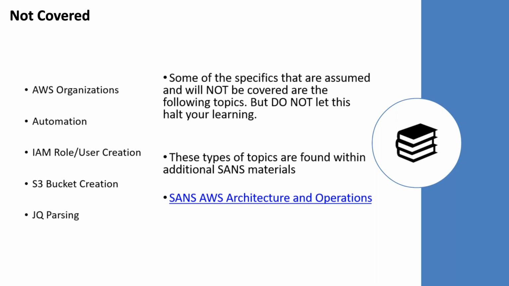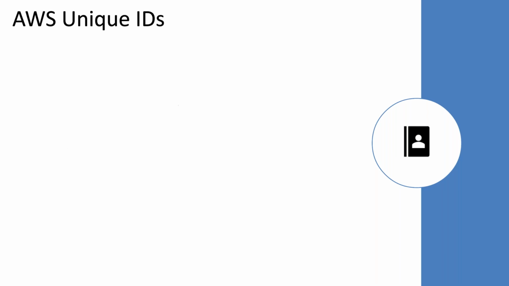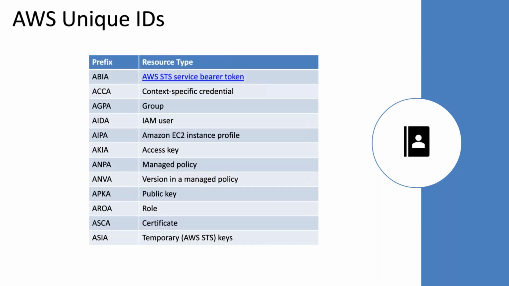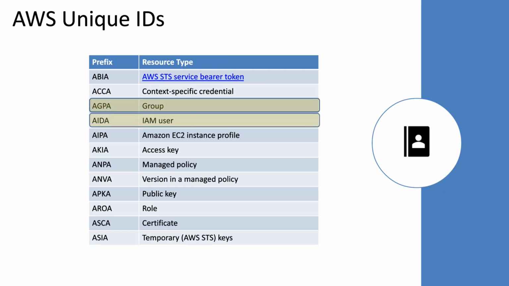So let's get into the actual technology side of things. So what are AWS Unique IDs? If you go into AWS documentation or Google for it, you'll find this table here. And while it's helpful and provides a legend for those things that you might find within IAM, let's say, or certain certificates, we're going to really focus into the group and user and role areas.